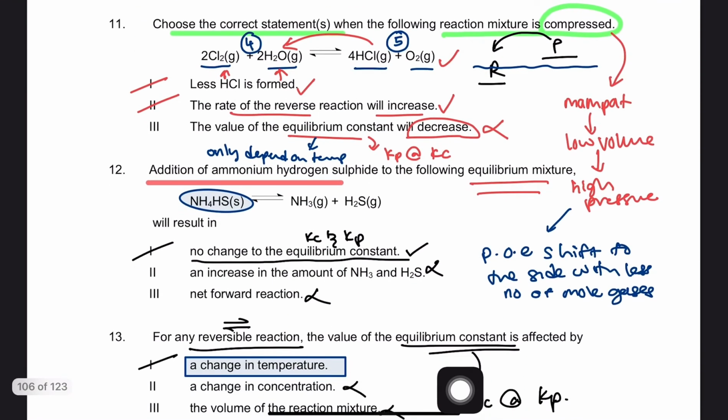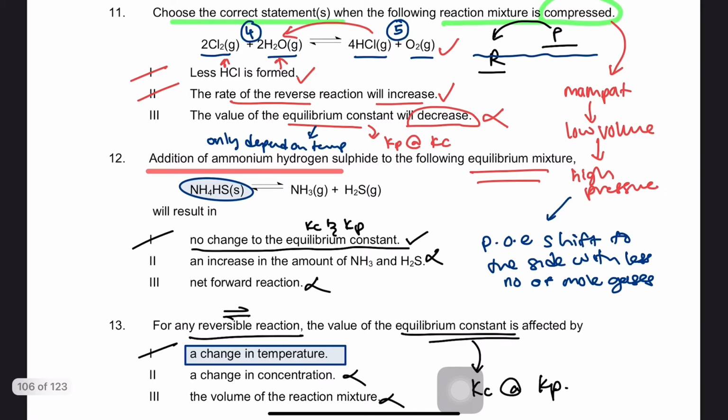Alright, so question 11 now. They are asking which of the following statements for the following reaction mixture is correct when the mixture is compressed. So remember, when someone says compressed, it means dimampatkan, and it's bringing about low volume, and low volume means high pressure. What do we know about high pressure? The position of equilibrium will shift to the side with fewer moles of gas. So if you can see, all the species involved are gases, and you just calculate the total number of moles of reactant and the total number of moles of product. So we can see that the system is definitely going to shift to the left.